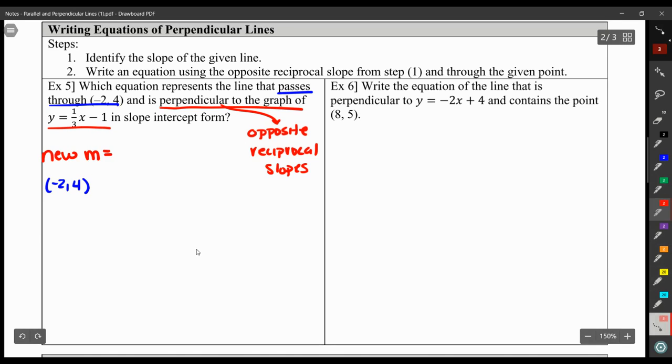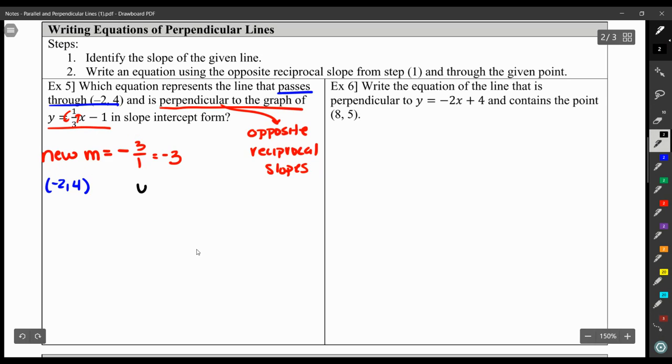So my new slope, my new m, well, let's see. Let's do the opposite part first. So opposite means change the sign. So since this is a positive slope, my new slope will be a negative number. And then the reciprocal part means flip your fraction over. So if I take 1/3 and I flip those numbers, you're going to get negative 3 over 1. Well, I can simplify that even further by just saying negative 3. So what we've done is we've created a line that is perpendicular using this slope, and I just have to make sure that it goes through this point.